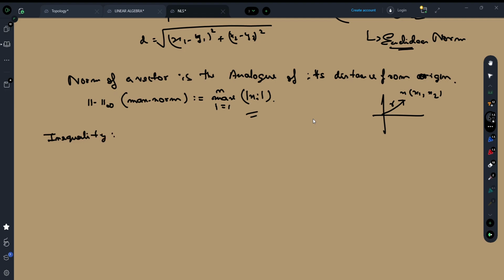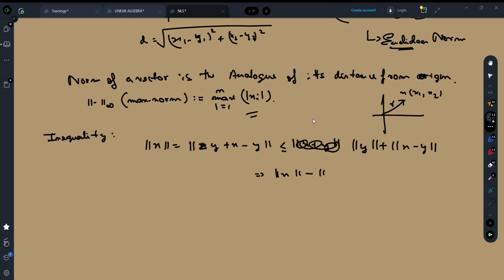Observe this inequality. If you have the norm of x, it can be written as the norm of y plus x minus y. Then using the triangle inequality, this is less than or equal to norm of x plus y. So from here you have norm of y plus norm of x minus y, right? So you can send y to that side. So norm of x minus norm of y is less than or equal to norm of x minus y, right?